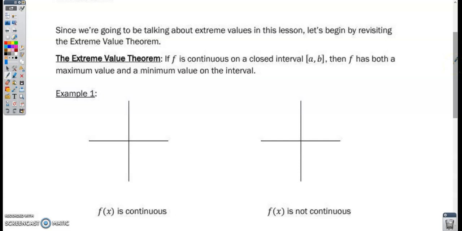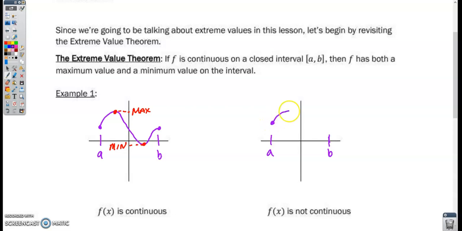The Extreme Value Theorem says that if f is continuous on a closed interval, then f has both a minimum value and a maximum value in this interval. So if I have a function that is continuous on a closed interval, like this one, you'll note it has a maximum value, there it is, and it has a minimum value somewhere on that interval. That's guaranteed if a function is continuous. If a function is not continuous, I could have a maximum value or a minimum value or both, but they are not guaranteed.